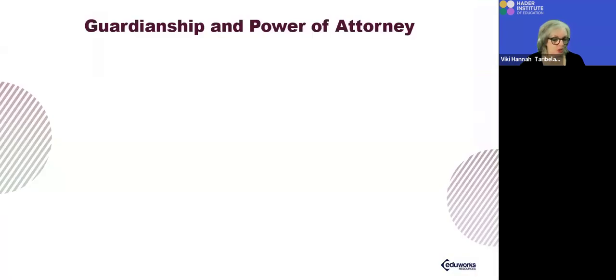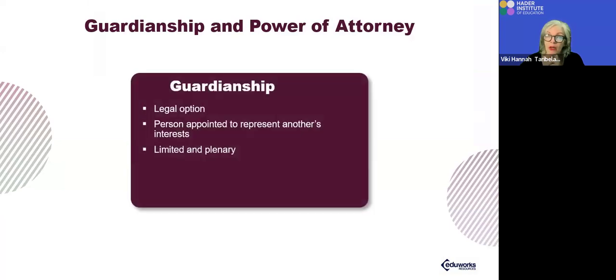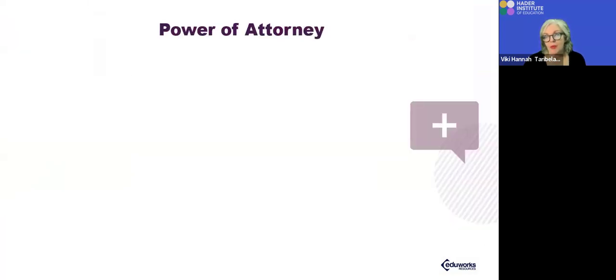You'll do your research around that. What's guardianship and power of attorney? What are the legal options? A person appointed to represent another person's interest is their guardian, and then there's limited and plenary. So a guardian to a young person may be a department, but it might also be a kinship placement where someone is now the legal guardian to that person and they've completed that process.